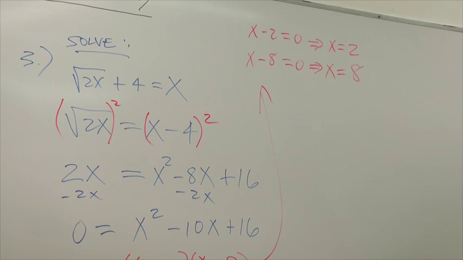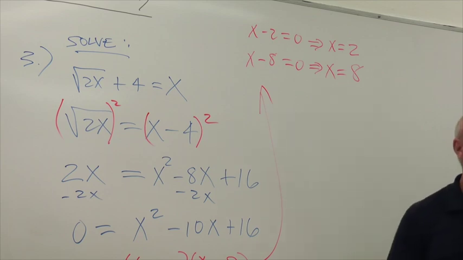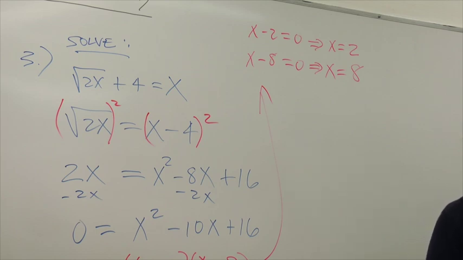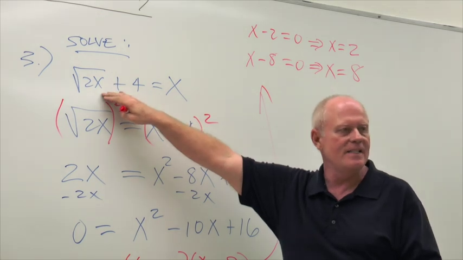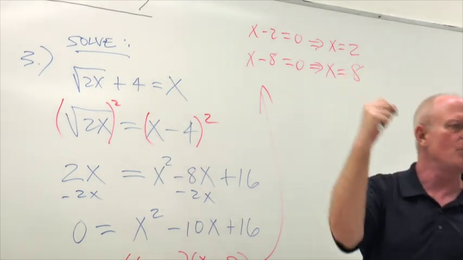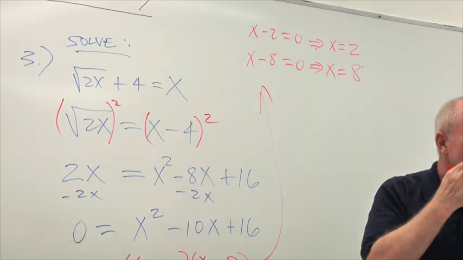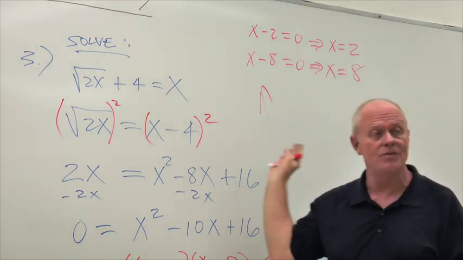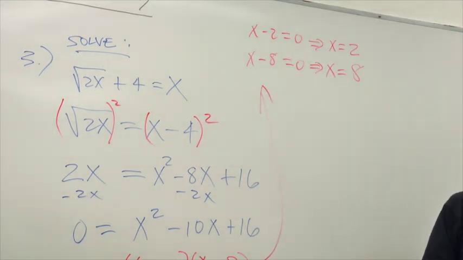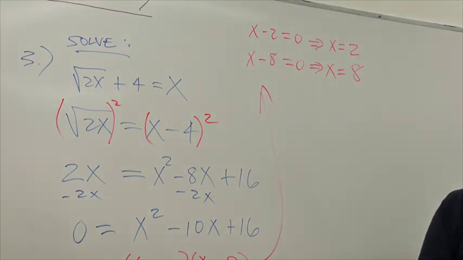Why? What did we do during the process in this problem? And what do we have to do to make sure that these solutions are actually solutions? And what's the problem here? Yes. Whenever you square an even index radical, you must check your solutions, because extraneous solutions are produced algebraically. So we have to check both of these, right? Okay, so let's go.